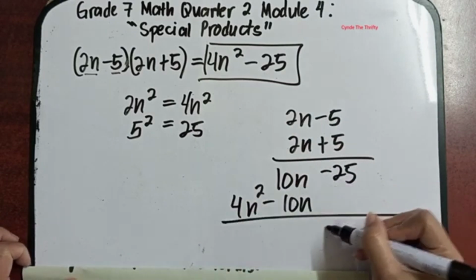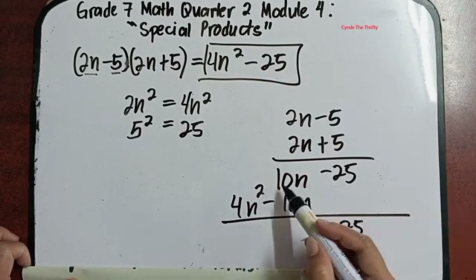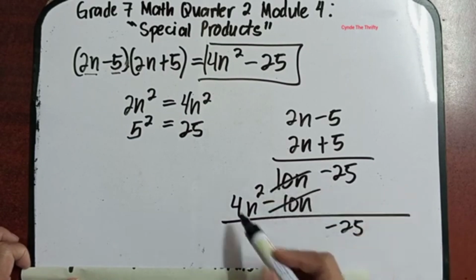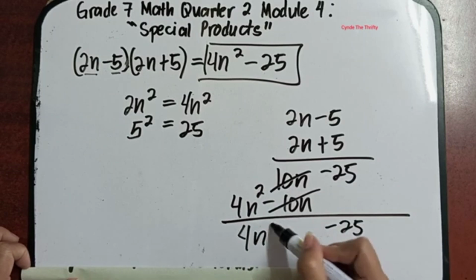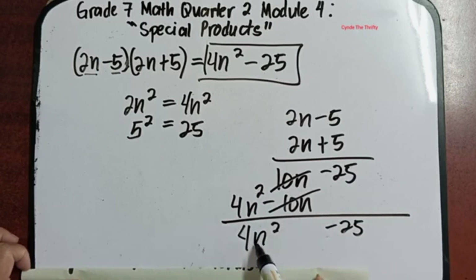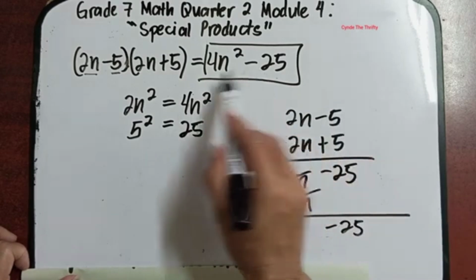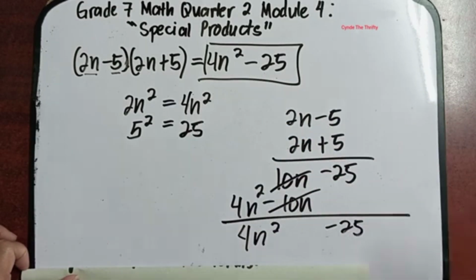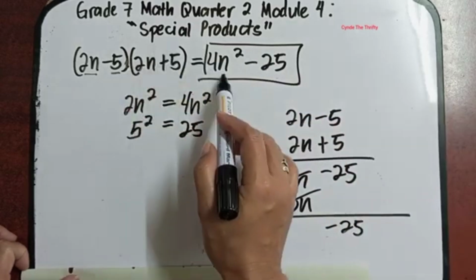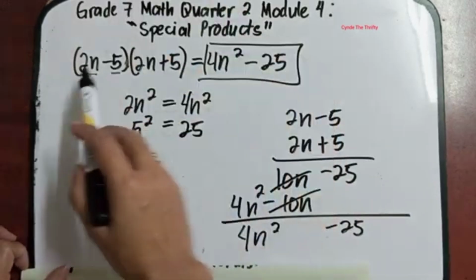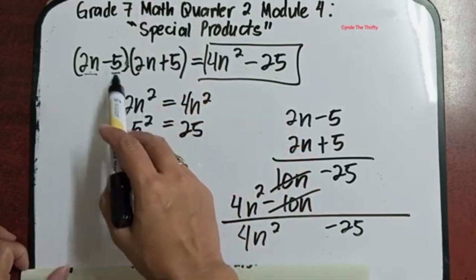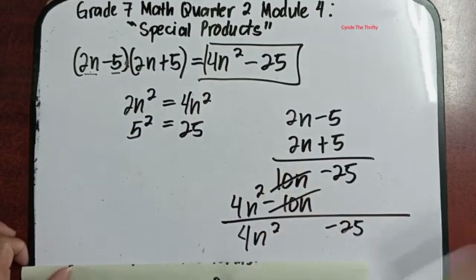Okay, so negative 25 and then positive 10n minus 10n equals 0. So, cancel. And then 4n squared. So, ang sagot natin is 4n squared minus 25. Okay, so kung hindi mo alam ang special product na to, syempre gagawin mo ang iyong long method of multiplication. Pero kung alam mo siya, diretso meron ka ng sagot agad. Kasi, i-square mo lang ang iyong first term subtracted by the square of the second term. So, ganyan lang siya kadali.